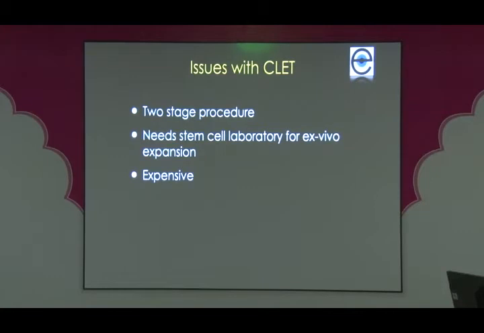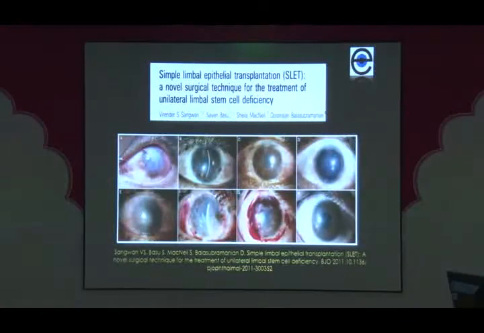So to combine the best of both worlds, now there is this technique which is known as simple limbal epithelial transplantation. The first paper describing this technique came out in 2011. Sayan here wrote up the paper and Dr. Sangwan came up with the technique. So what it essentially does is combine the best of the previous 2 techniques.